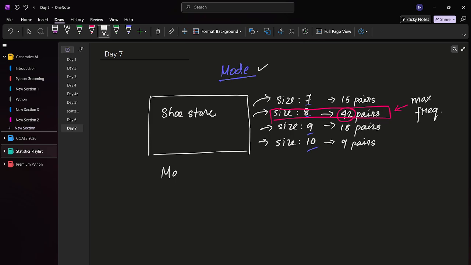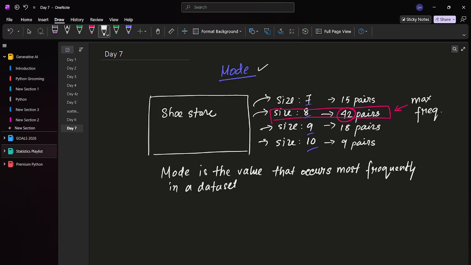Let me give the definition. What is mode? Mode is the value that occurs most frequently in a data set, and that's what is called mode. In simple words, it tells the most common observation. I'm just giving you some examples.